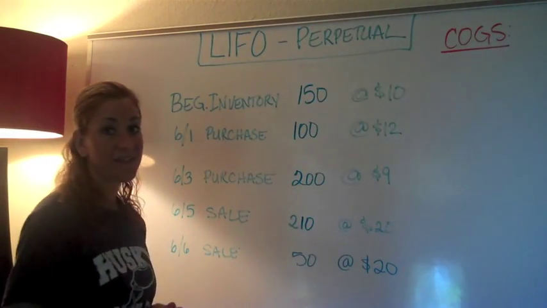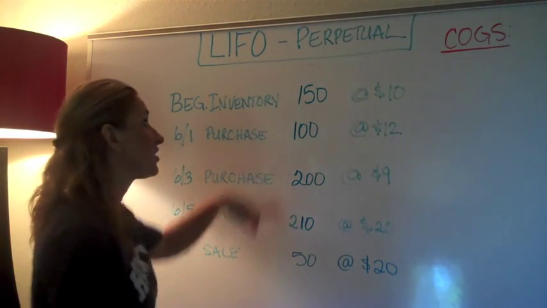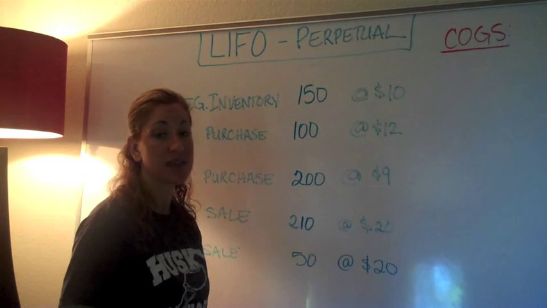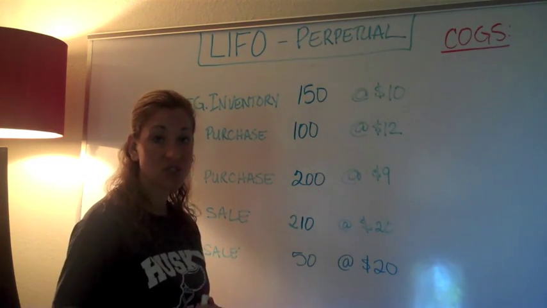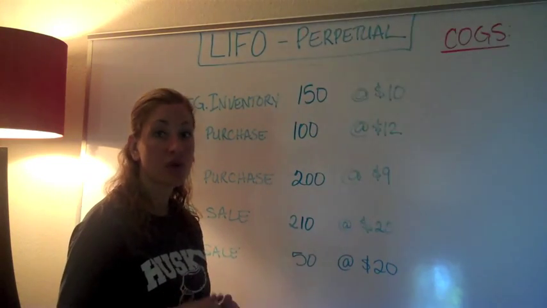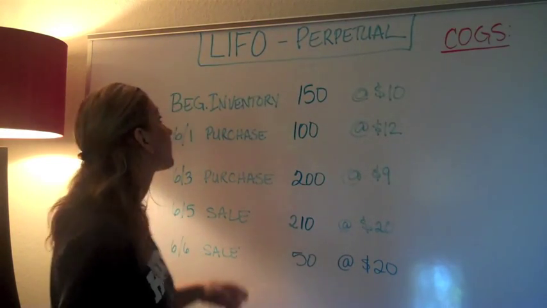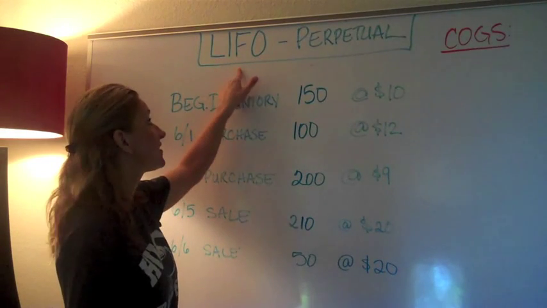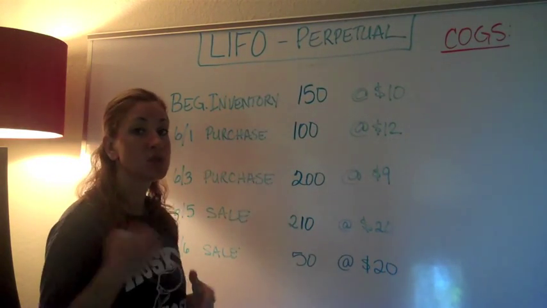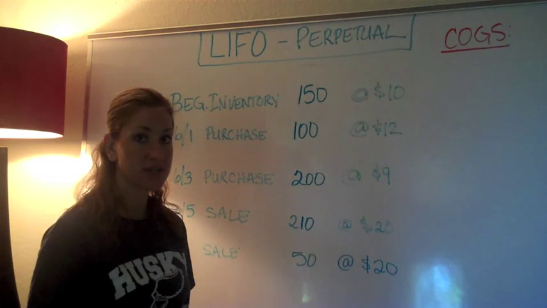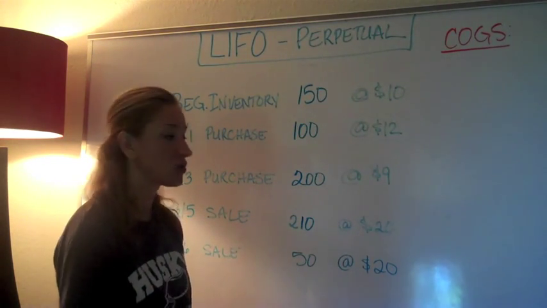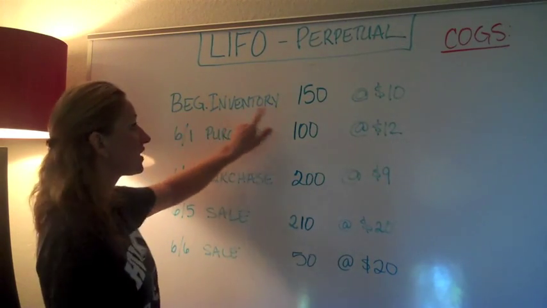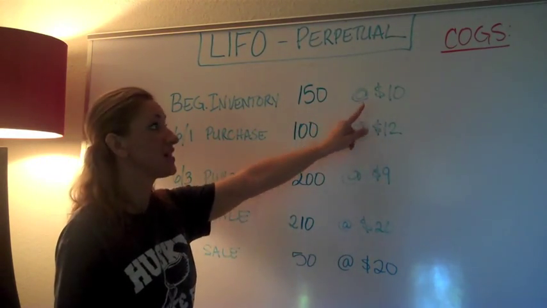Let's talk about the LIFO inventory valuation method using perpetual or the continuous method. Perpetual means that we are going to keep continuous track day by day of what our inventory count is. LIFO stands for last in, first out. So the most recent goods that we purchased are the first ones that we're going to associate that cost as being sold.